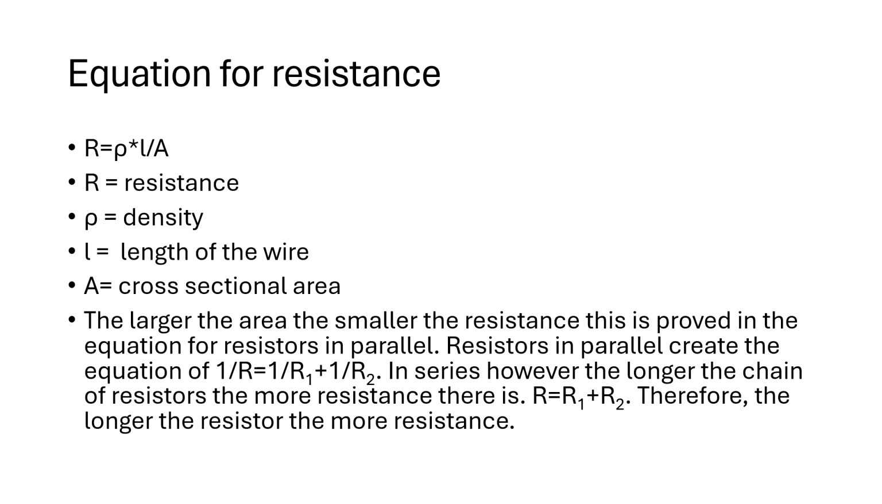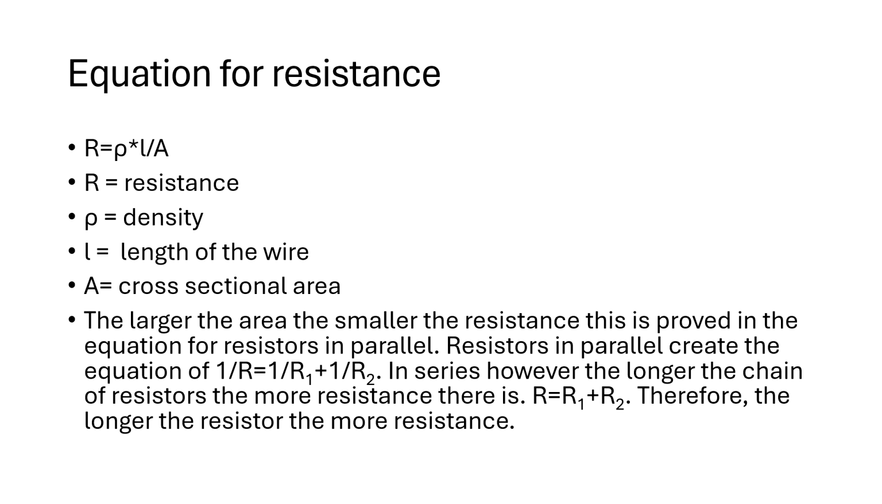Equation for resistance: R equals rho times L over A, where R equals resistance, rho equals resistivity, L equals the length of the wire, and A equals the cross-sectional area of the wire. The larger the area, the smaller the resistance. This is proved in the equation for resistors in parallel.